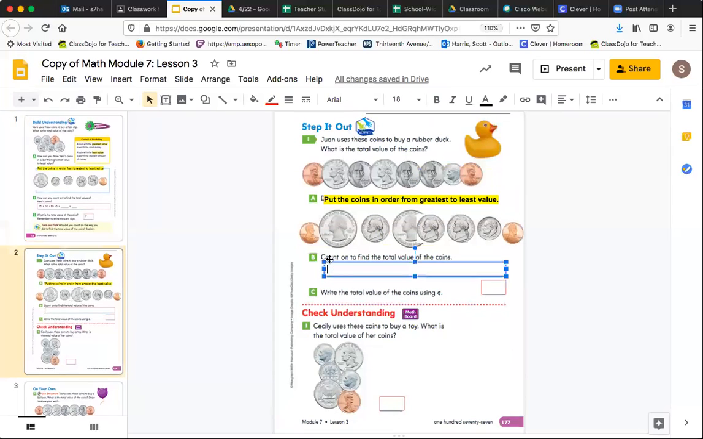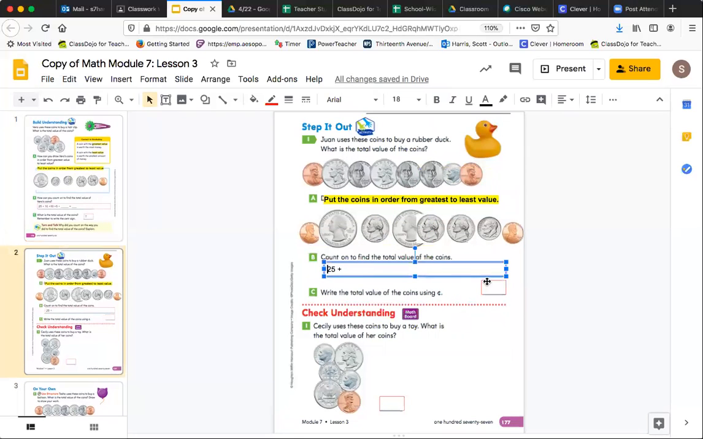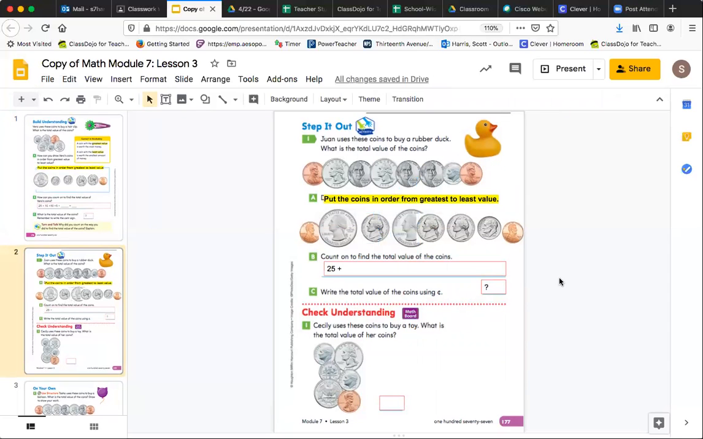You're going to count on. So if you start with the quarter, 25 plus, oh, maybe there's another quarter. Whatever you're going to do, you're going to fill it in, and then you're going to put your answer down here. Okay? It's pretty clear. And then at the end, you no longer have the coins to play with, so you have to just figure this out on your own.